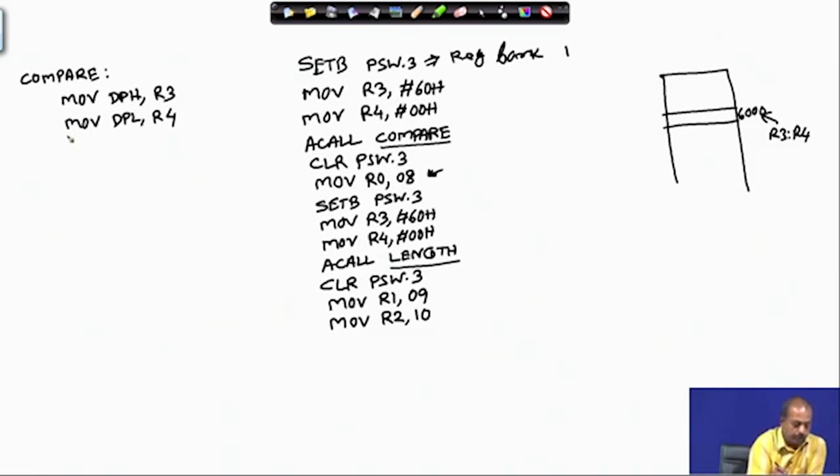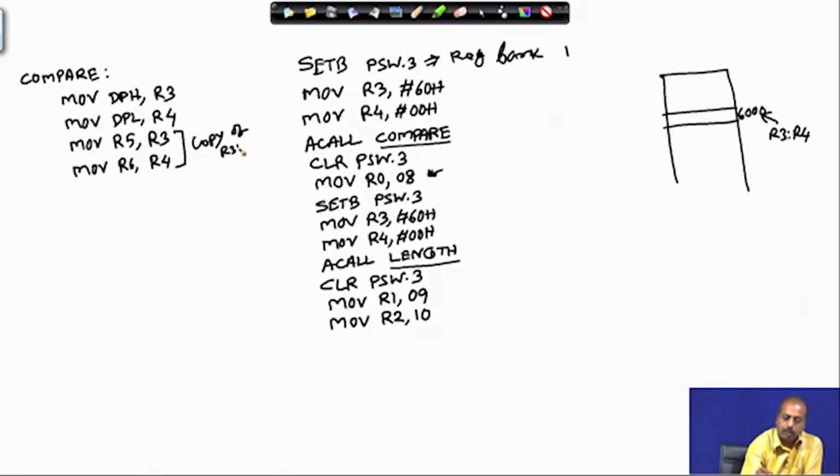We also save this R3 and R4 in two registers R5 and R6, since they may otherwise be required. So, MOV R5, R3 and MOV R6, R4. These two statements are just to keep a copy of this R3 R4 pair, because this pair will be modified as we proceed.